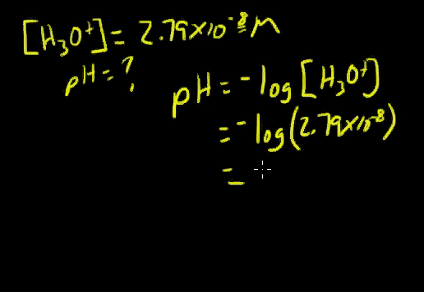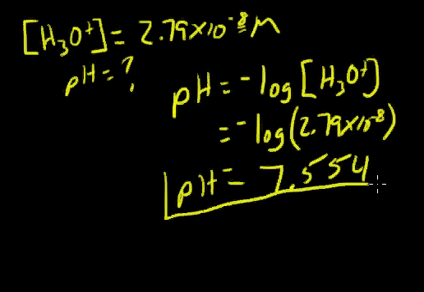When you do the calculation, you will get 7.554, and that will be our pH. Notice that that is in the base range, but it's just slightly basic. We're just barely above 7 here, and so this is not a strong concentrated base. This is a very weak dilute base that we have here.